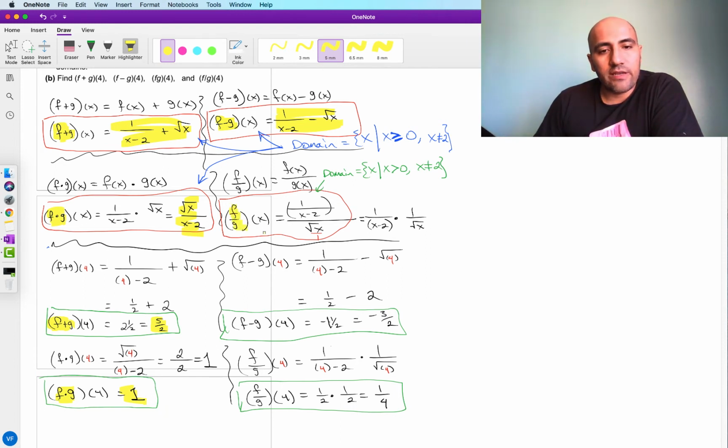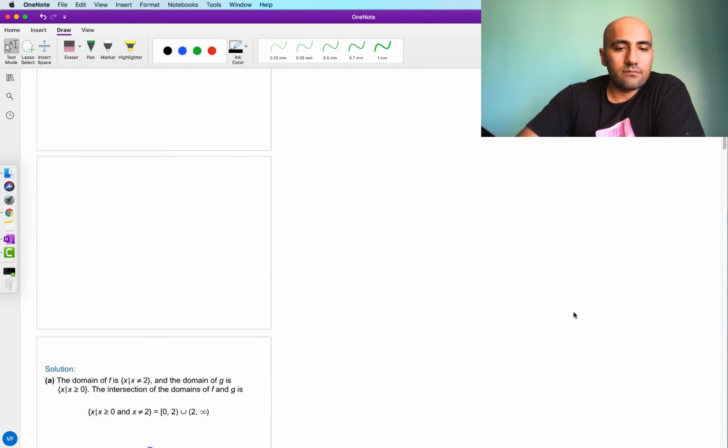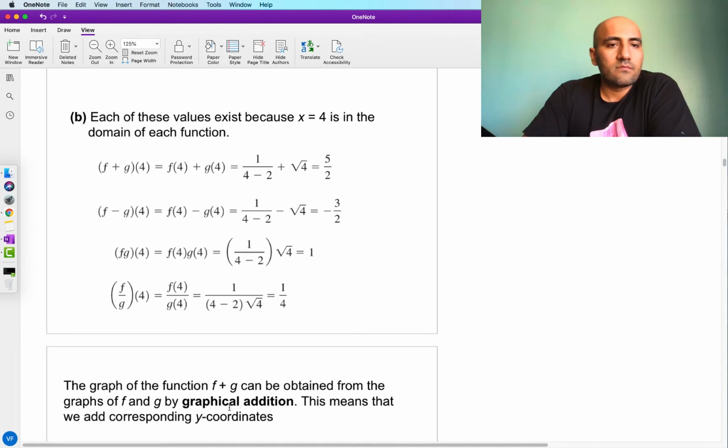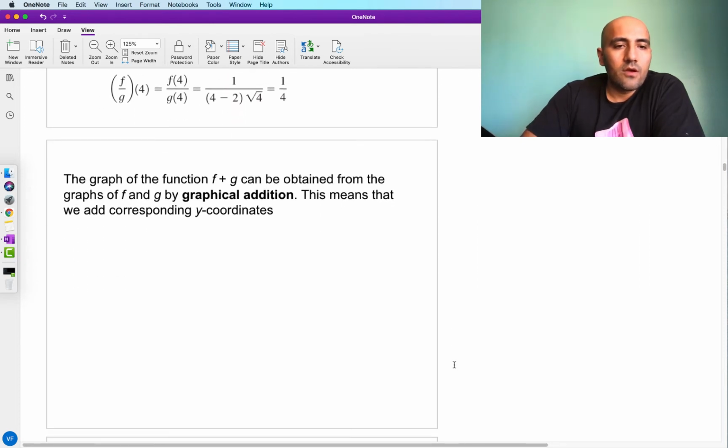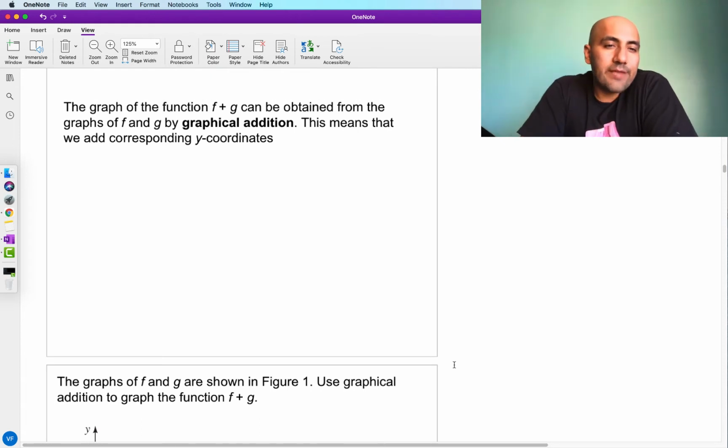Finally, here's my new function, f divided by g of x, and so it equals this, which I could simplify to be equal to this. And then in order to find the value of that function evaluated at 4, all we have to do is replace the x with a 4, and here is our result. So here's the other function evaluated, you get that. So here's what the author wrote. It's a little neater. So same answers.